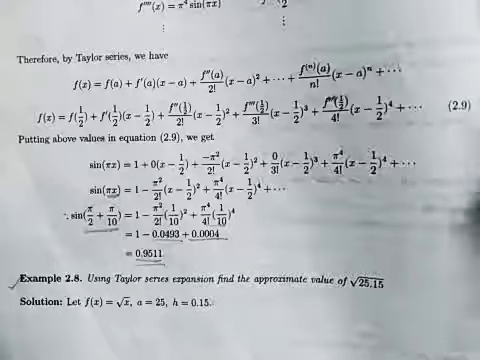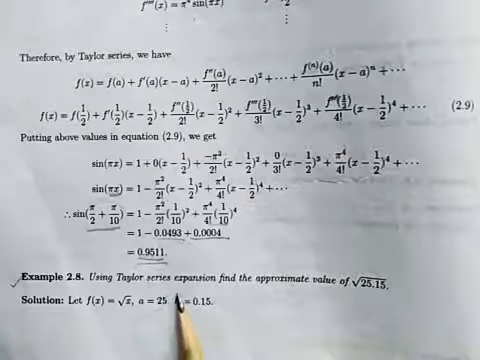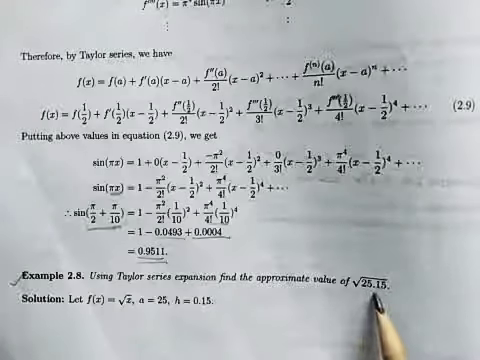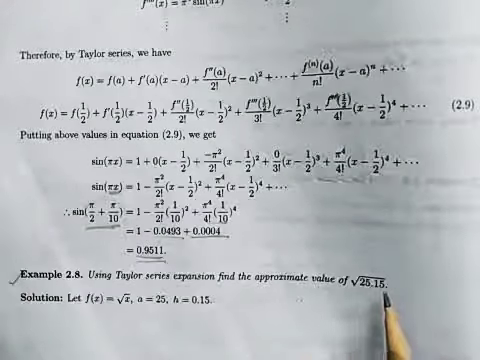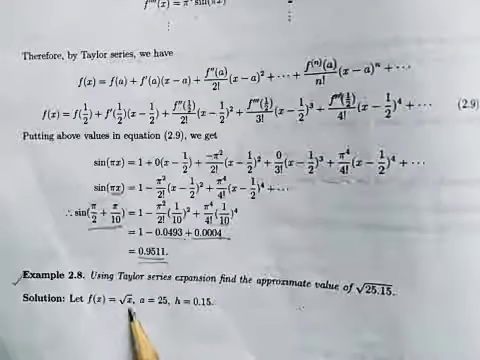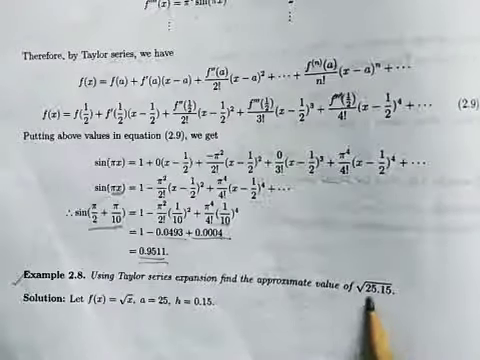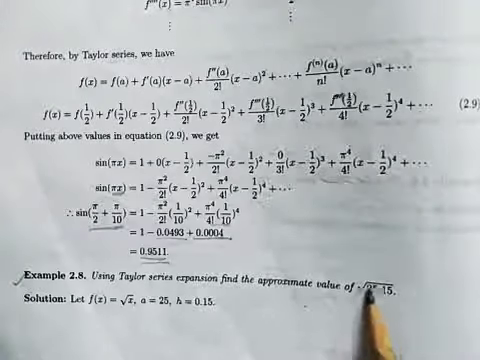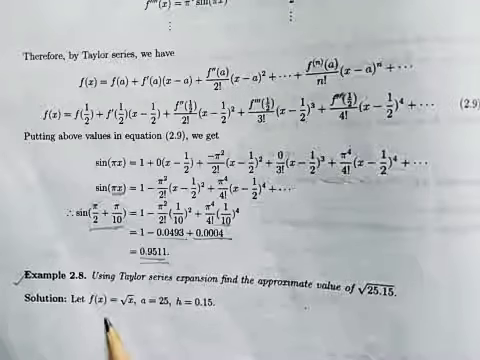Let us solve another example. Using Taylor series expansion, find the approximate value of square root of 25.15. Now in such type of examples, what we do? We will construct a function f(x) is equal to root x. Why? Because we want to find out the value of square root of 25.15. It is square root of something, so we are taking f(x) as root x.